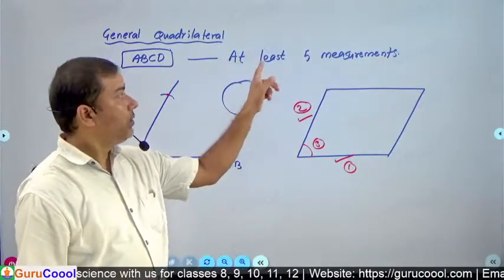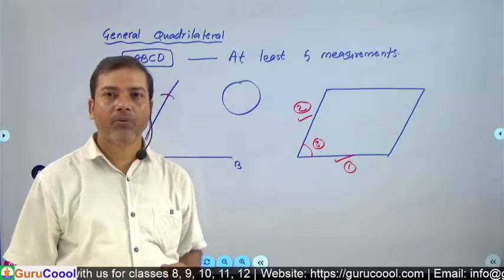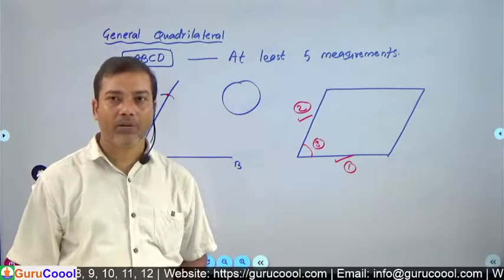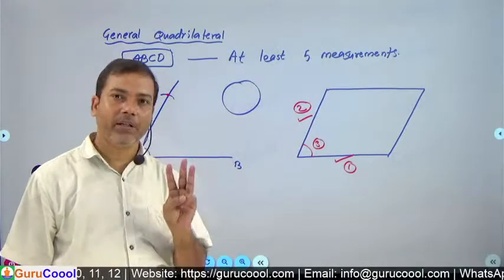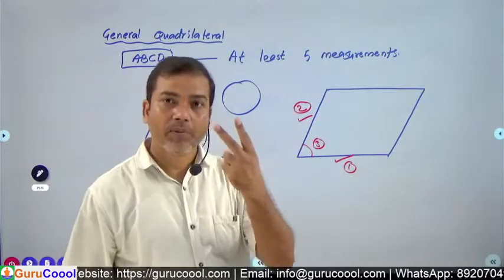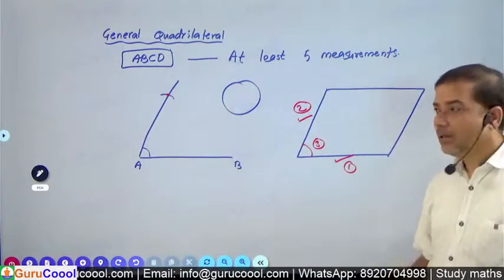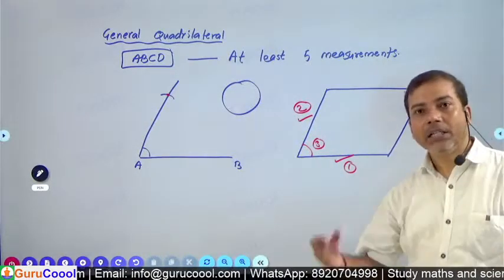Here I told at least 5 measurements will be required to construct a quadrilateral, but here I am saying in case of parallelogram that only 3 information is required. Actually 2 information is hidden. Here also we have total 5 information. 2 more information remained hidden.